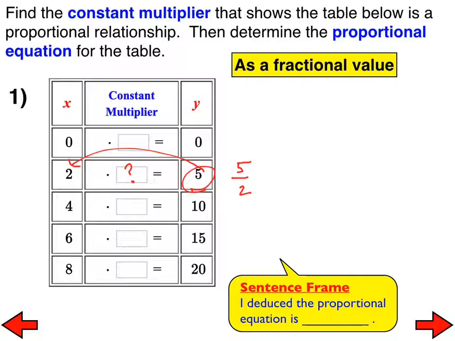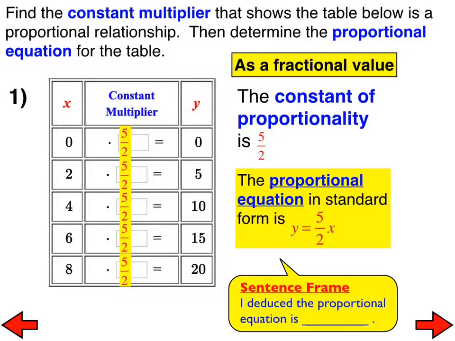It's not? Really? Tell me what goes into 5 and 2. Anything other than 1? Yes or no? No. No, I mean, so 5 over 2 is reduced. So what that means is that is the multiplier. The multiplier is 5 halves. And so the equation would be y equals 5 halves x.